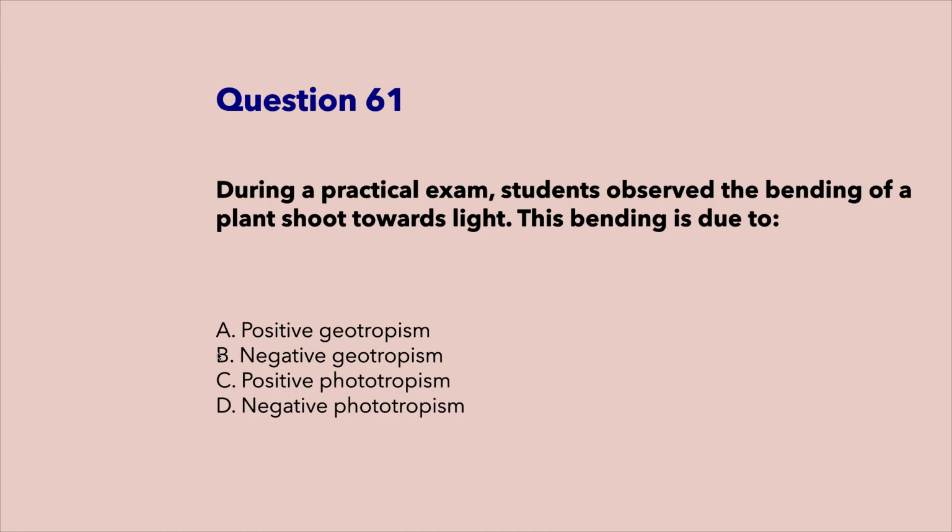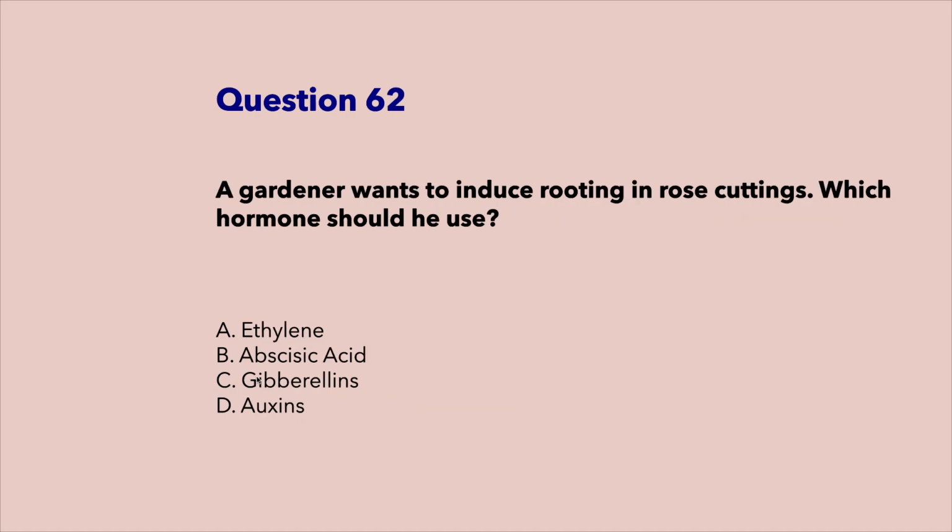During a practical exam, students observed the bending of a plant shoot towards light. This bending is due to positive phototropism. A gardener wants to induce rooting in rose cuttings. Which hormone should he use? Auxins.